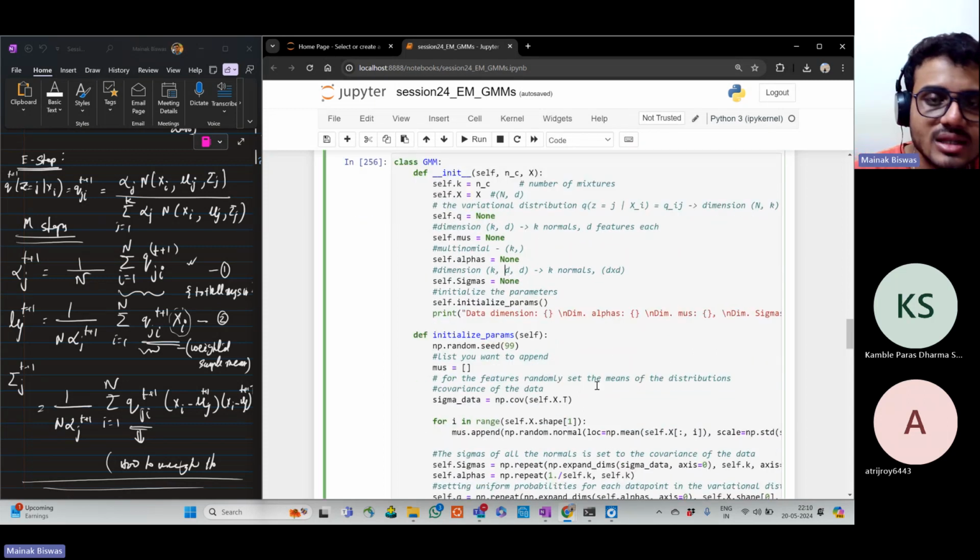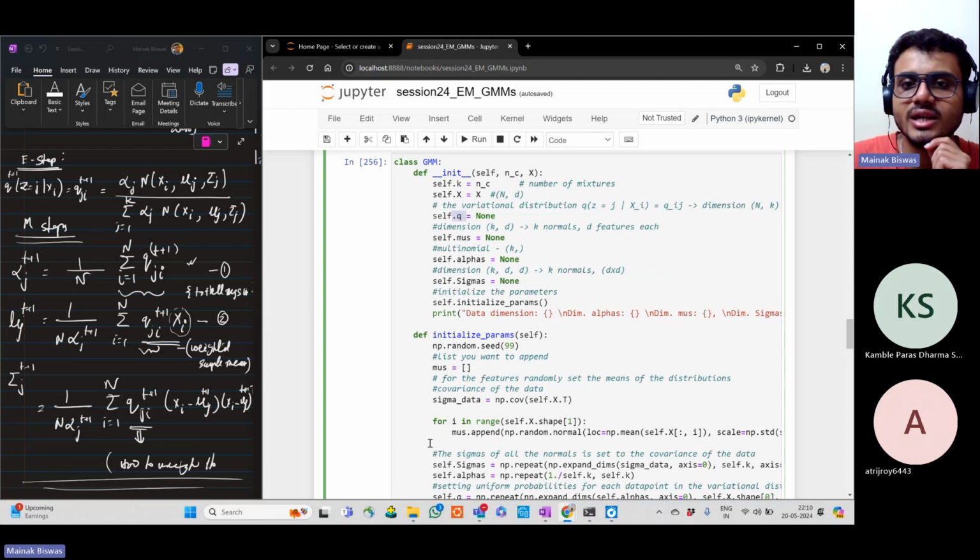So in GMM, what am I doing? I am taking the data, and I'm taking the number of mixtures I want, that is, I'm fixing K. Data is some n cross d dimensions. Q is the variational distribution that I have. The mus, alphas, and sigmas I have not yet set.